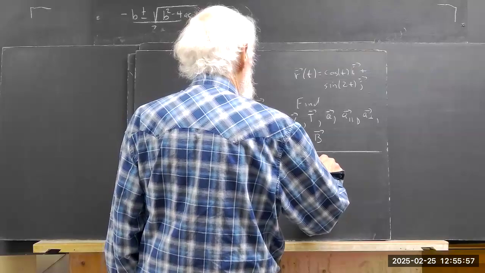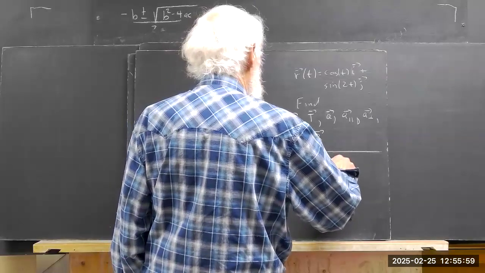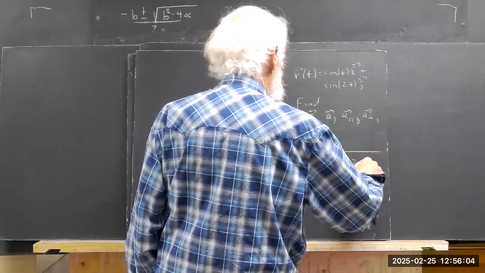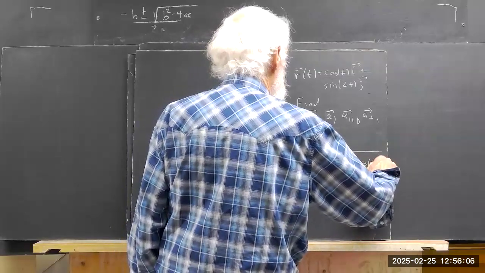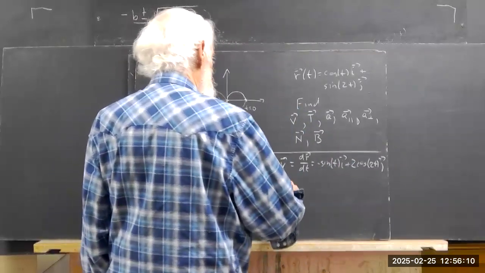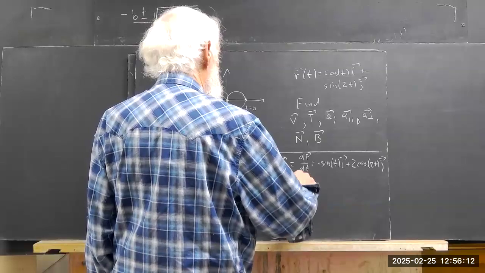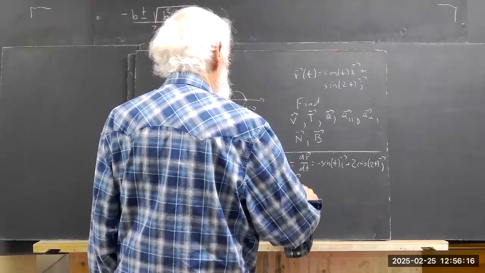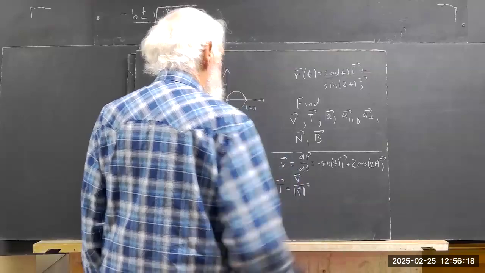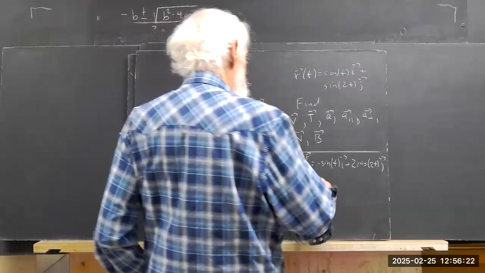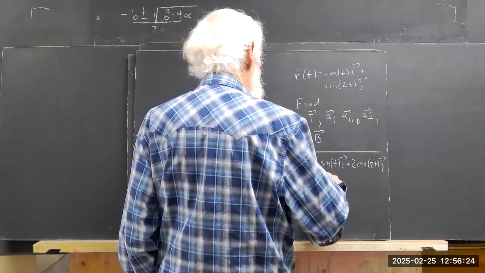Okay, so anyhow, the velocity is dr/dt, which is negative sine of t i plus 2 cosine of 2t j. The tangent vector is in the direction of the velocity, but it's got to be the unit vector. This is equal to the velocity vector over the magnitude of the velocity vector. Now here's the velocity vector.